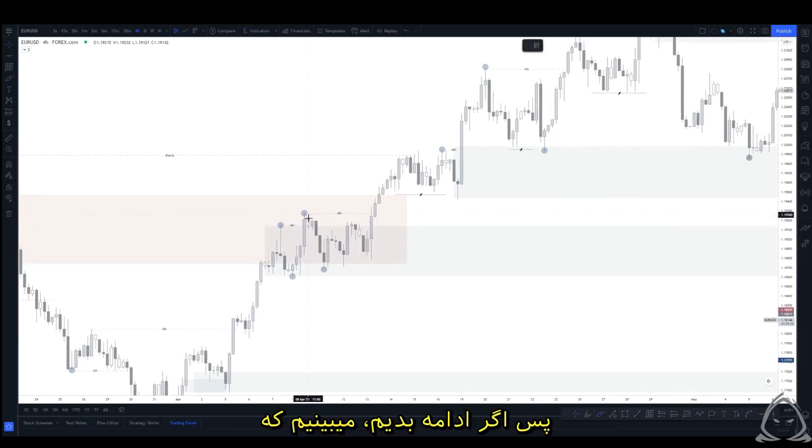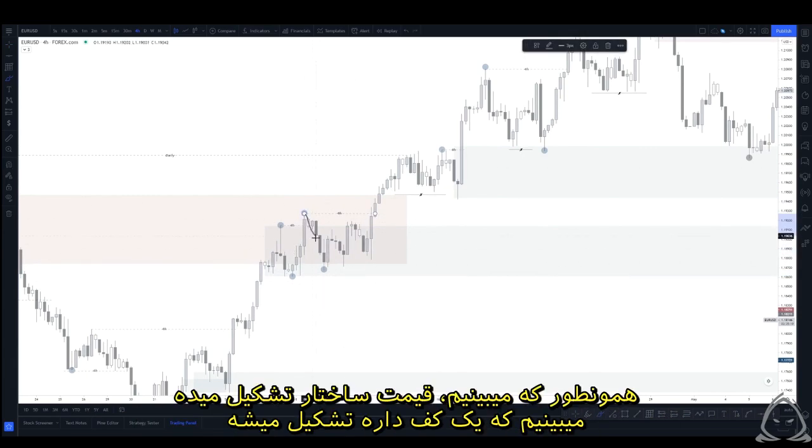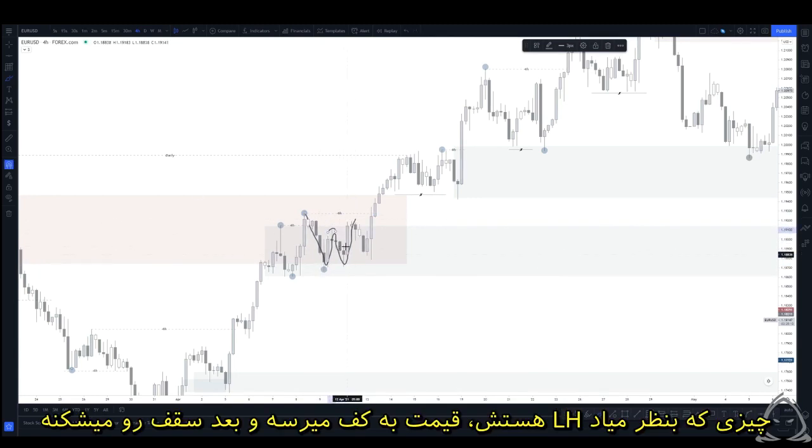So we just continue on. What we can see is we've now created this new swing point on the 4-hour chart. And as we can see, price is creating structure. We see a low being formed, what seems to be a lower high. Price then matches the low, breaks the high.